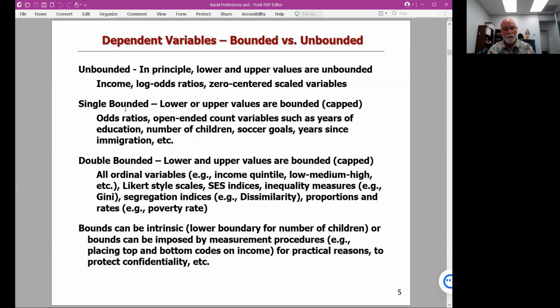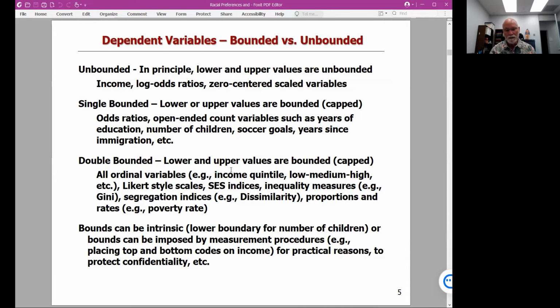Some variables are single bounded, so simple odds ratios are bounded on the lower end. They never go below zero, but they're unbounded on the upper end. And then, things like soccer goals, age, number of years of education, years since immigrating to the country, they're all bounded at zero on the low end, but they're open-ended on the top.